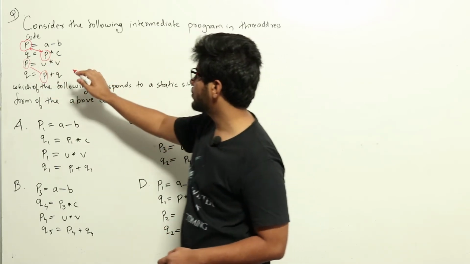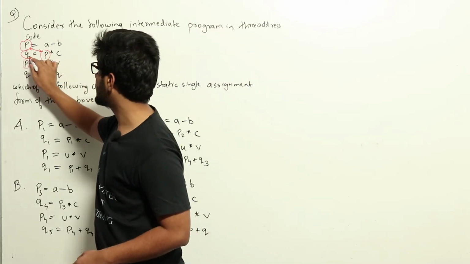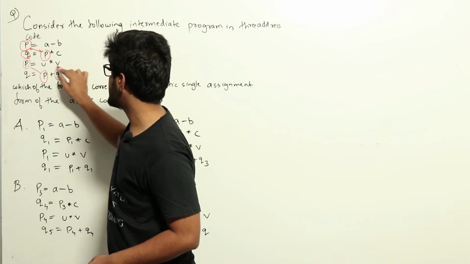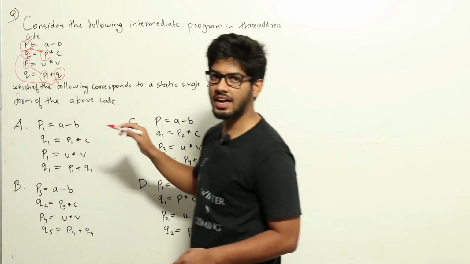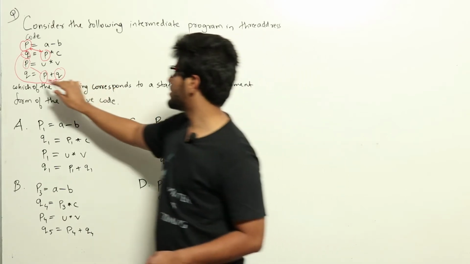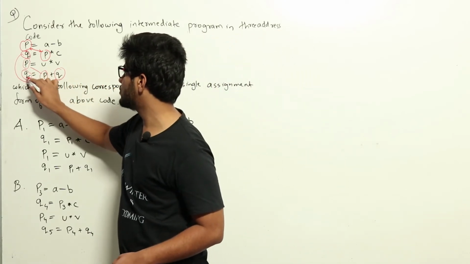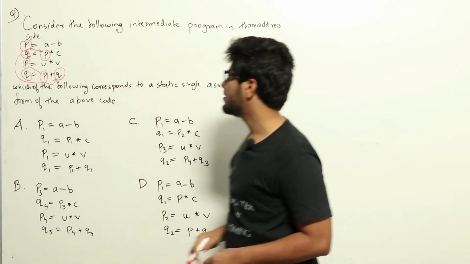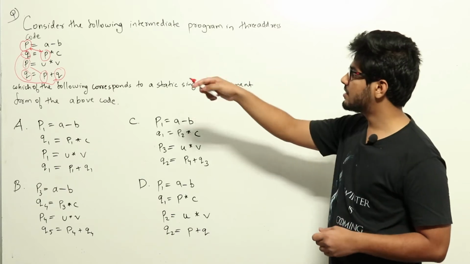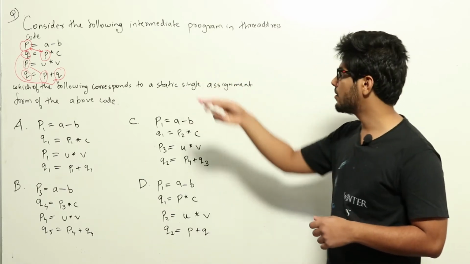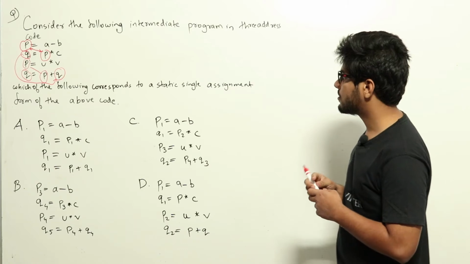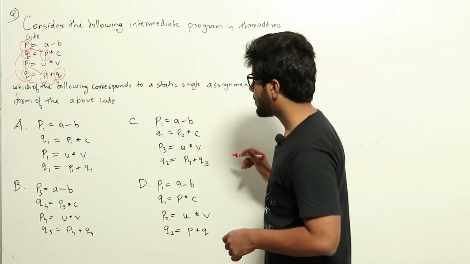Similarly, if you look at Q, Q is assigned here, after that Q is used here, so this Q and this Q should have the same name. Also, there is one more Q here, this Q should have a different name than this Q here. The other variables A, B, C, U, V are used only once here and nothing is getting assigned to those, so we can give any name to those. Now we look at the options here.